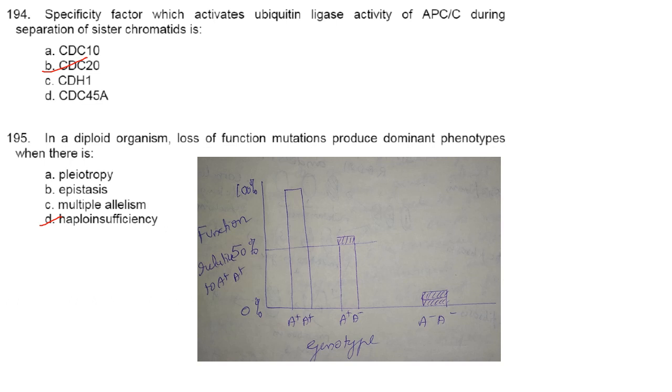So the specificity factor that activates ubiquitin ligase activity of APC/C during separation of sister chromatids is CDC20. Answer is option B. Then next one.